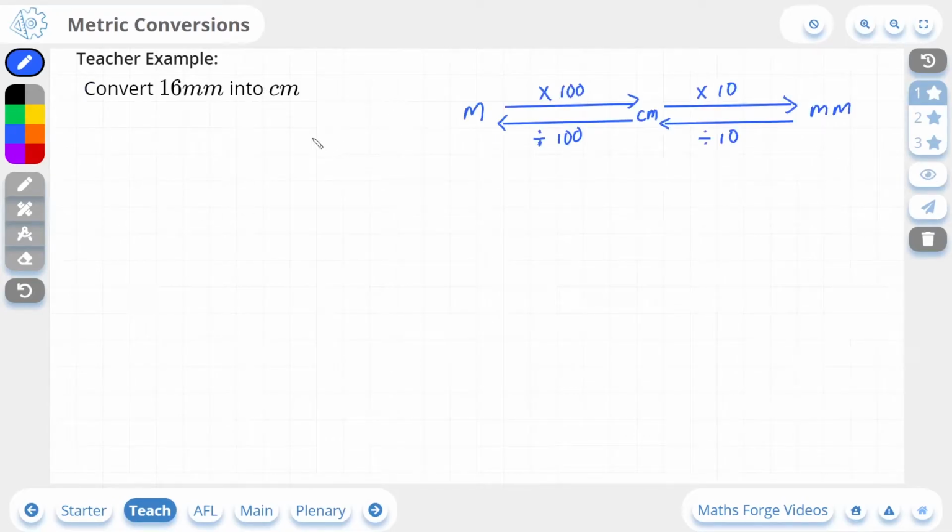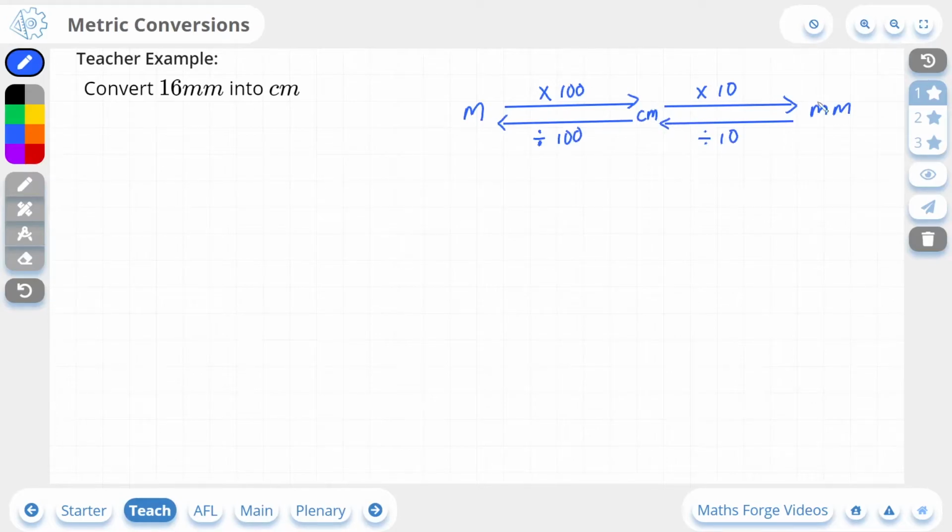Now in this one-star example, we are being asked to convert 16 millimeters into centimeters. So I've drawn another conversion chart here. The base unit here is meters with an M. So to go from meters to centimeters, it's very similar to the previous example. We times by 100. There are 100 centimeters in 1 meter. And the opposite is true. From centimeters to meters, you divide by 100.